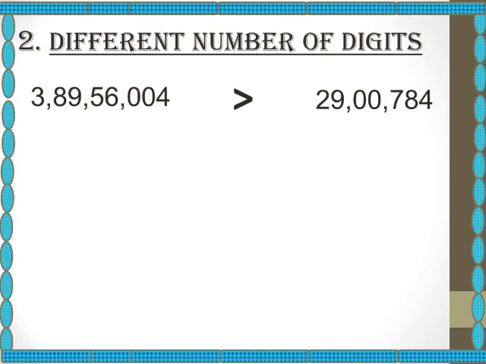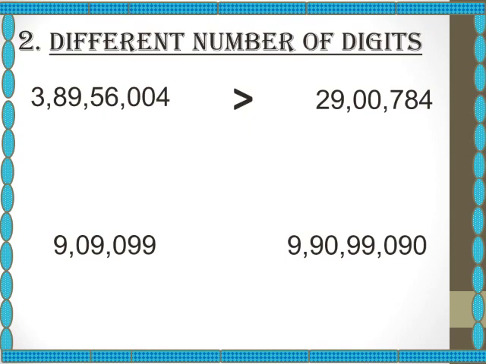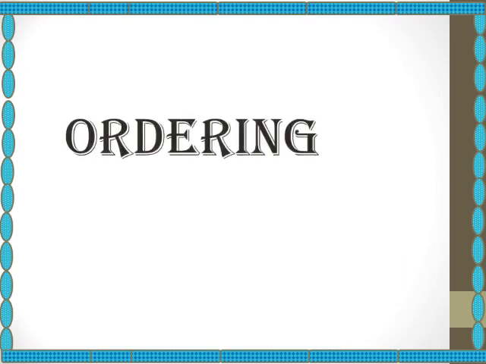Read this number: 9,09,099. What is the other number? 9,90,99,090. So the first number has 6 digits and the other number has 8 digits. So which number is greater? The second number is greater. So what will you do? The first number is less than the second number. How do you say? 9,09,099 is less than 9,90,99,090. Okay, I hope you have understood comparing numbers. Next we will move on to ordering numbers.